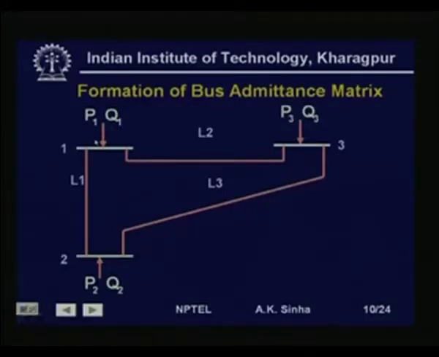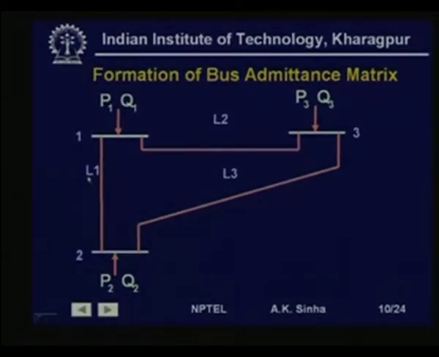Now, I have taken here a small power system with 3 bus bars. Bus bar 1 has a real power injection P1 and a reactive power injection Q1, whereas bus bar 2 has real power injection P2, reactive power injection Q2, and bus bar 3 has real power injection P3, reactive power injection Q3. These buses are connected to each other through lines: bus 1 is connected to 2 through line L1, 1 is connected to 3 by line L2, and bus 2 is connected to 3 by line L3.